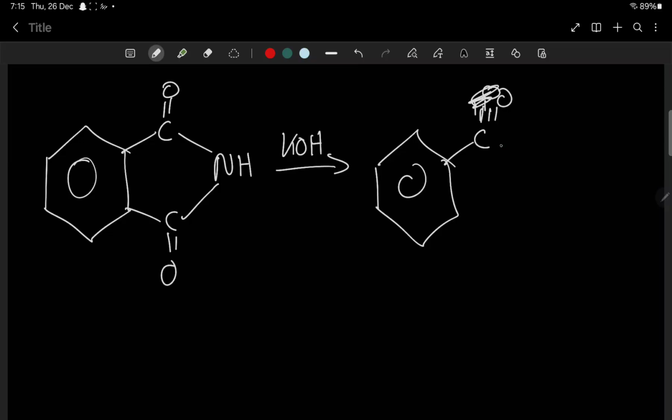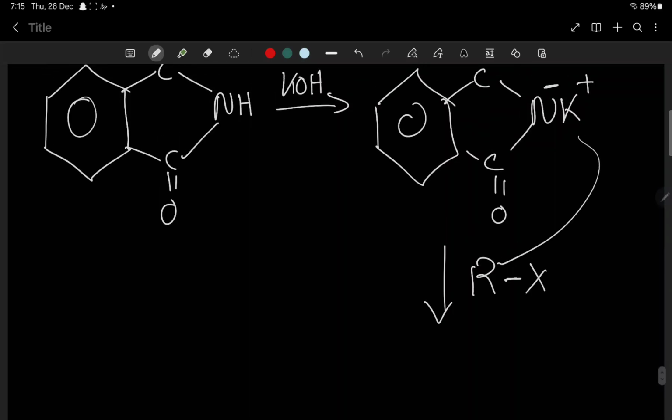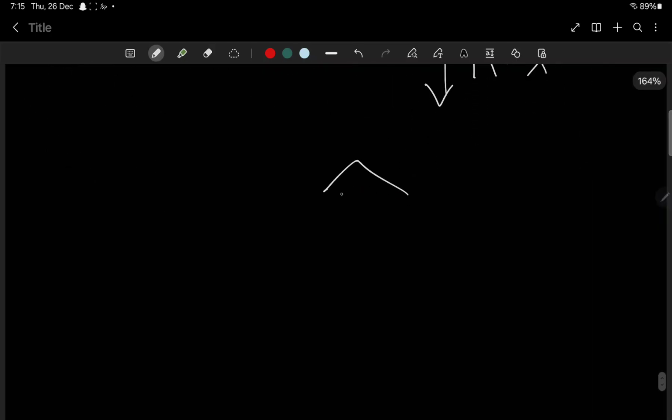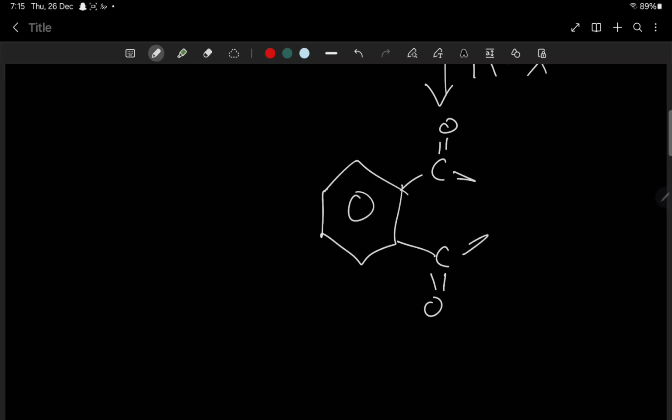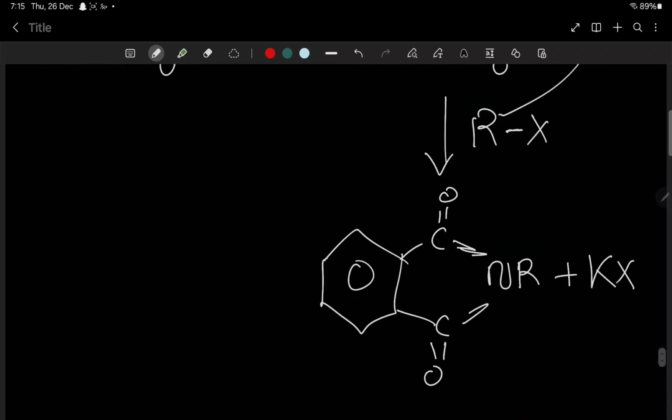This is the potassium salt, that is N minus K plus between the two C double bond O groups. Now into this add RX, that is haloalkane. What happens is that this R goes and joins the N, and it will be C double bond O, N R, C double bond O, plus KX.